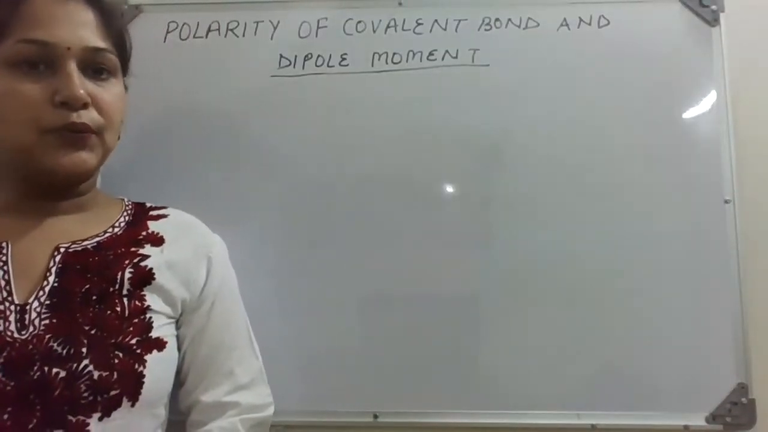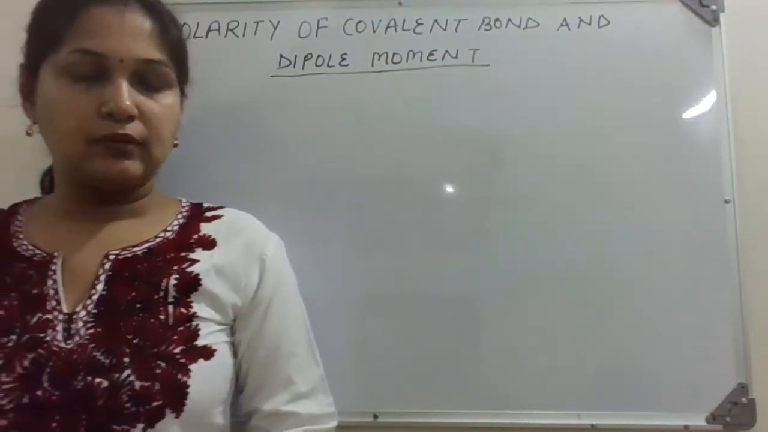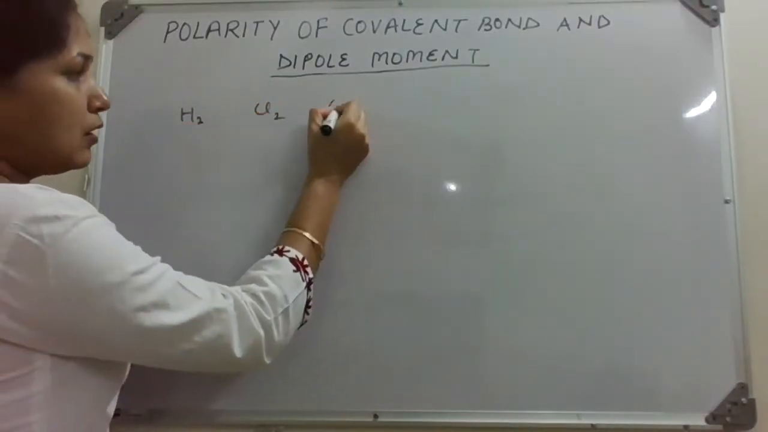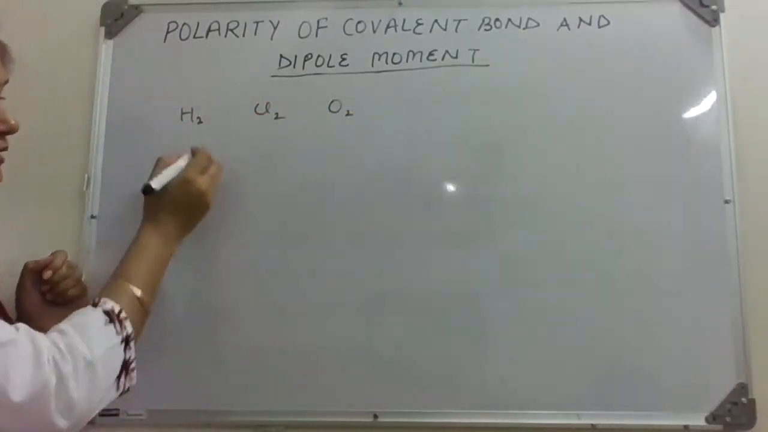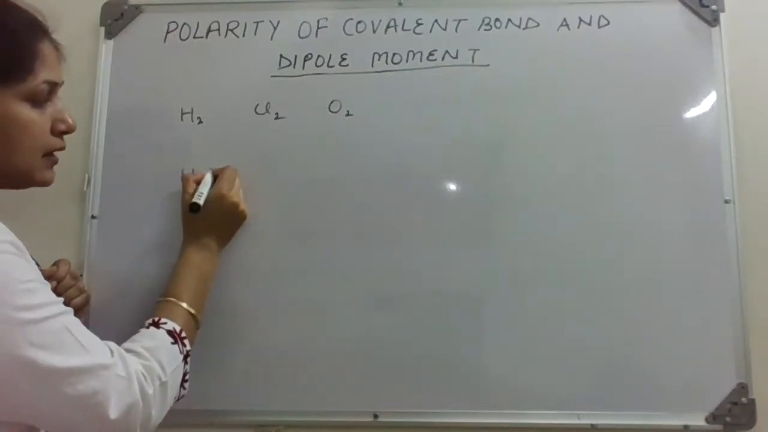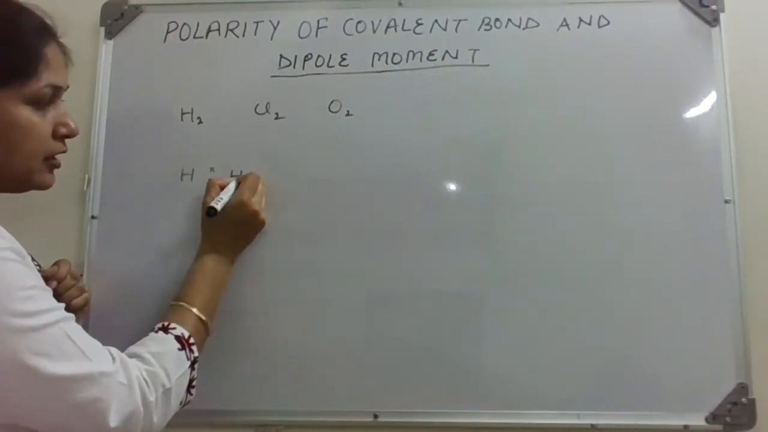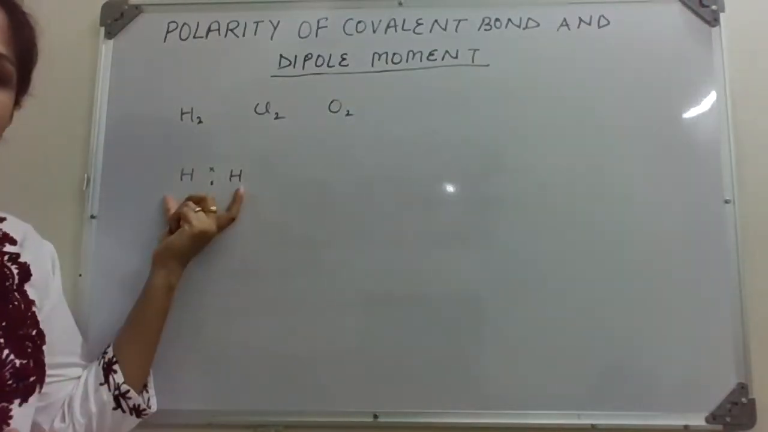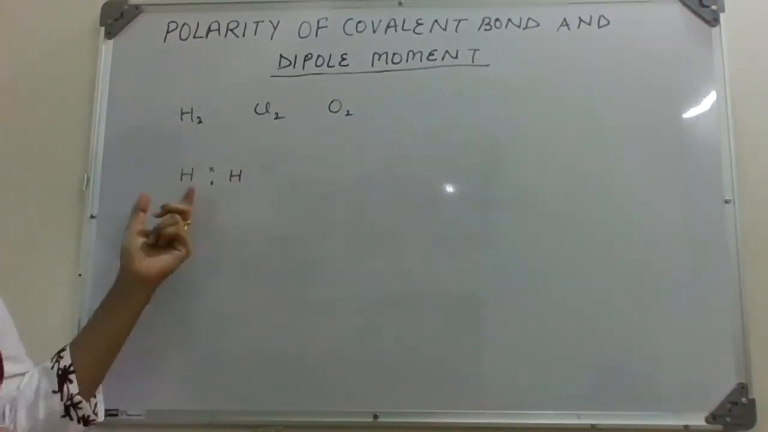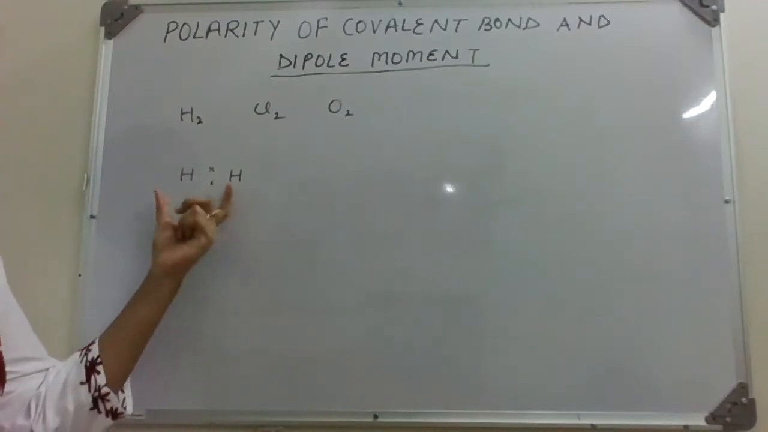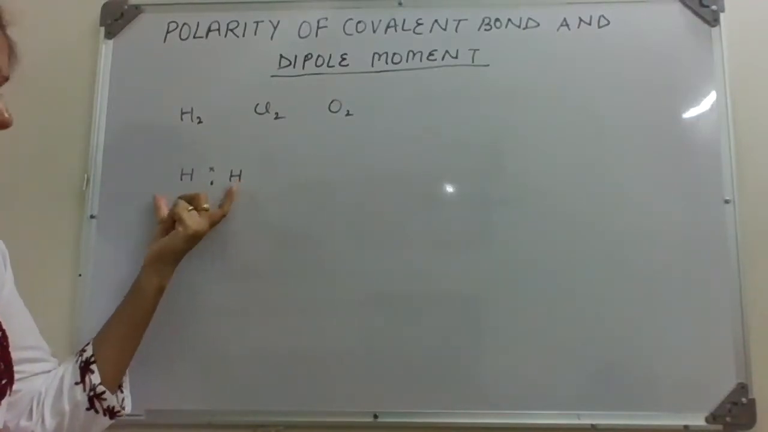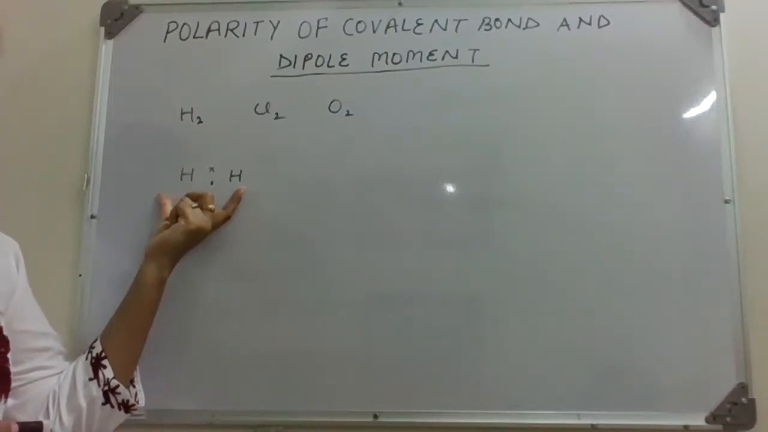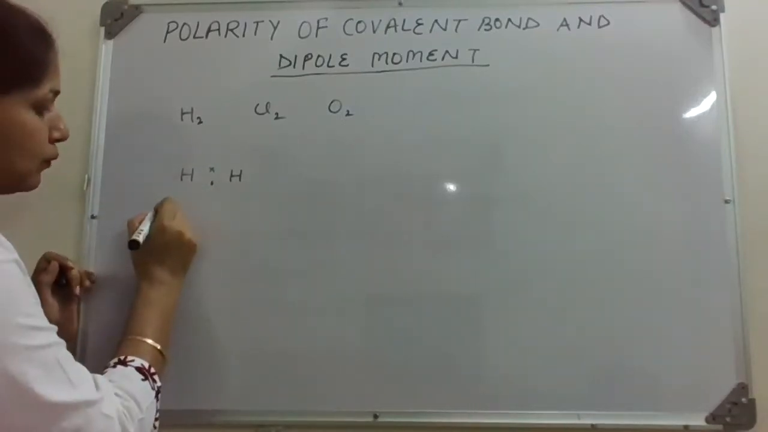If we talk about homonuclear diatomic molecules like hydrogen, chlorine, oxygen, etc. Since in these molecules both the atoms are the same, this is the shared electron pair between both the hydrogen atoms. So both the atoms have the same electronegativity, so this shared pair of electrons is attracted by both the atoms equally. Such types of molecules, in which the shared pair of electrons is attracted by the atoms equally, are called non-polar molecules.